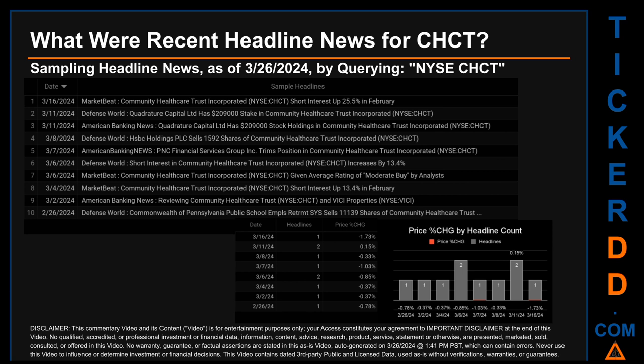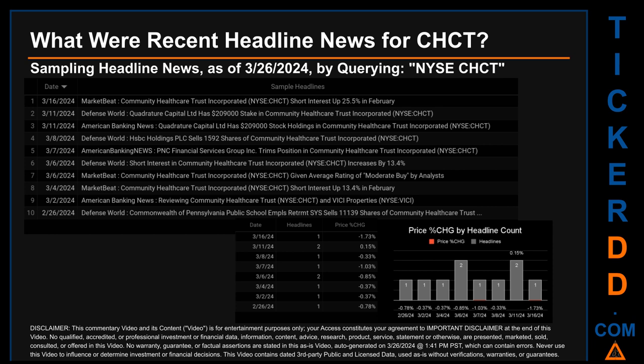First, Defense World published the headline that read, "Short interest in Community Healthcare Trust Incorporated increases by 13.4%." Second, MarketBeat published the headline that read, "Community Healthcare Trust Incorporated given average rating of moderate by analysts." Correlated or not, as it happened, the stock price for CHCT on those publication dates respectively saw a jump of 0.15% along with a drop of -0.85% when comparing the day's opening versus closing price.